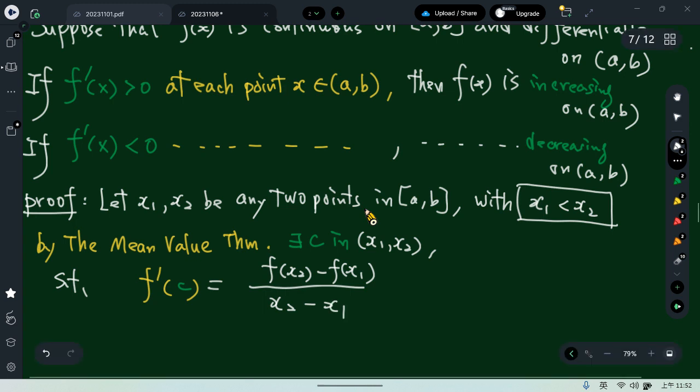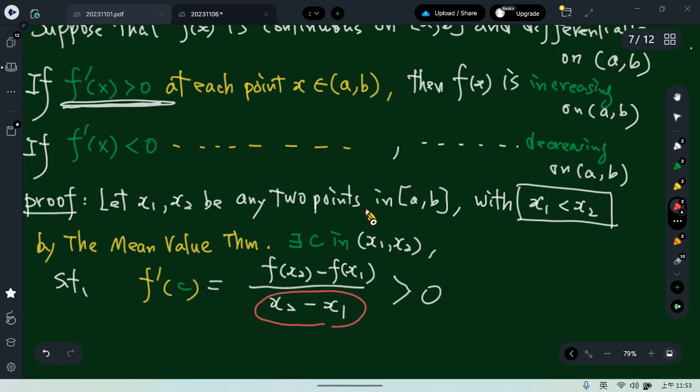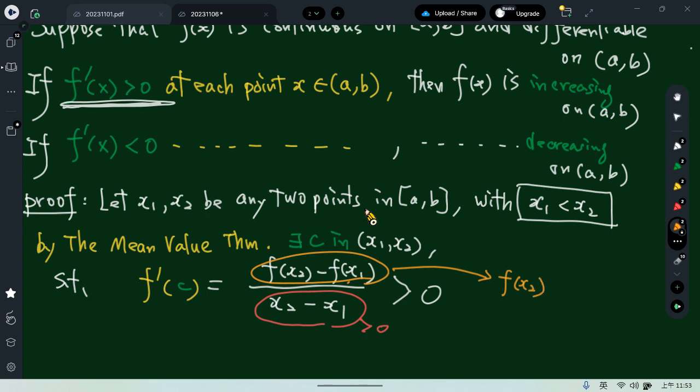Right now we already know f prime is always positive, right? So this part is larger than 0. And because we say S2 is larger than S1, this part is also positive. So finally, we can conclude f of S2 minus f of S1 should be positive. If it's positive, then we get f of S2 larger than f of S1.